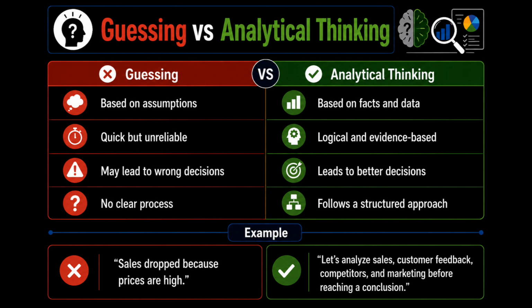Let's understand this with a simple example. Imagine a company's sales suddenly drop. A person who is guessing might immediately say, "Sales dropped because prices are too high," but a data analyst would never jump to conclusions. Instead, they would analyze sales data, customer feedback, competitor activities, and marketing performance before finding the real reason. That's the power of analytical thinking. It replaces assumptions with facts and helps businesses make decisions they can trust.